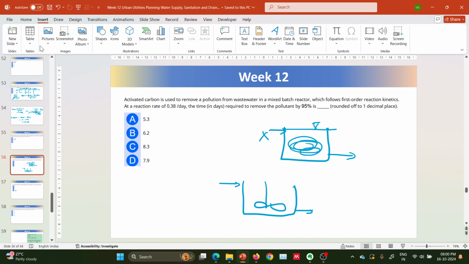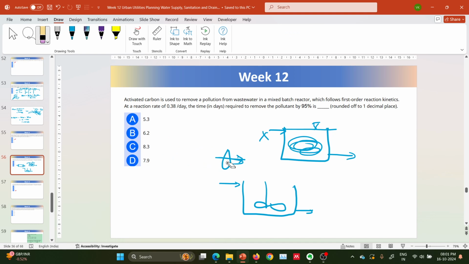There are different types of reactors. One is plug flow reactor. In the plug flow reactor, it's like our intestine, you can say. The waste is fed, it flows through that pipe or rectangular channel, the treatment goes on and it comes out. So these are different types of reactor.